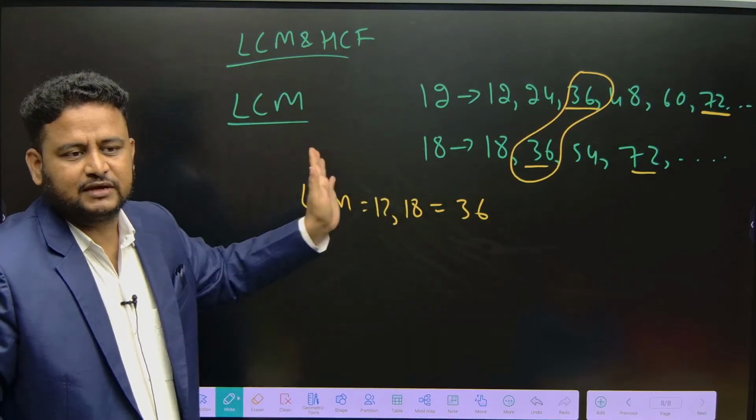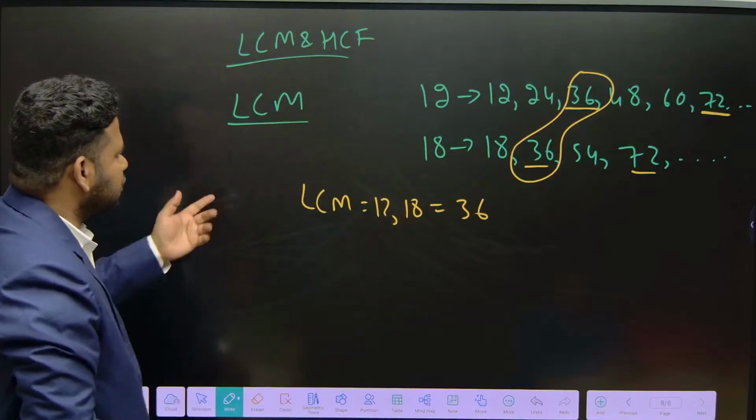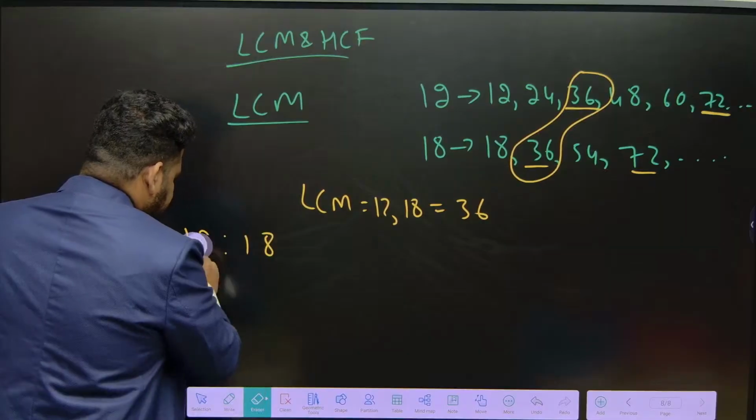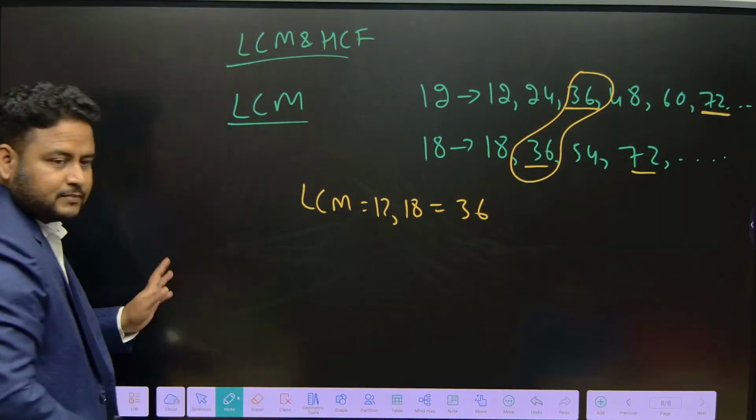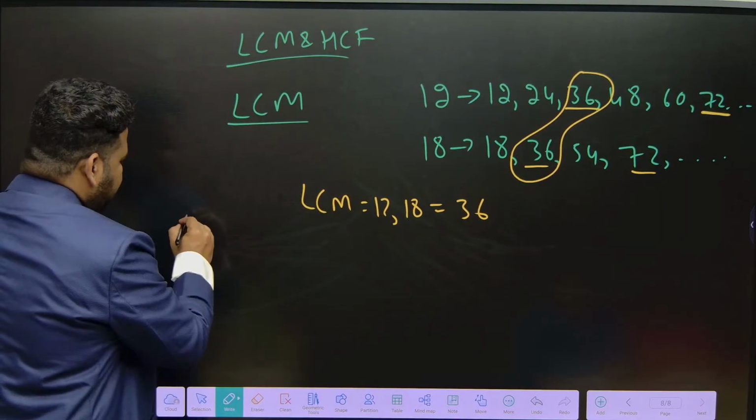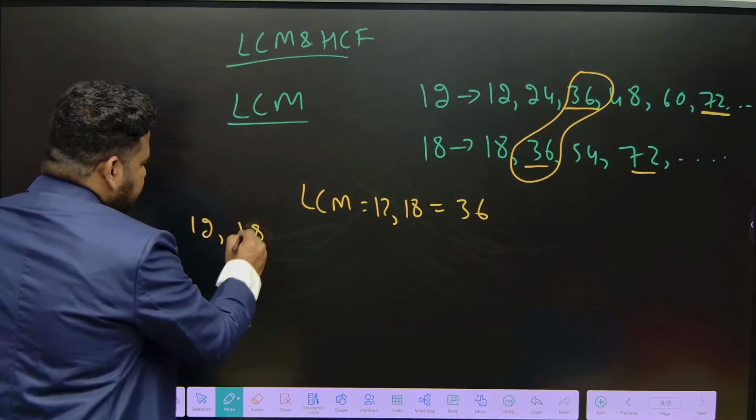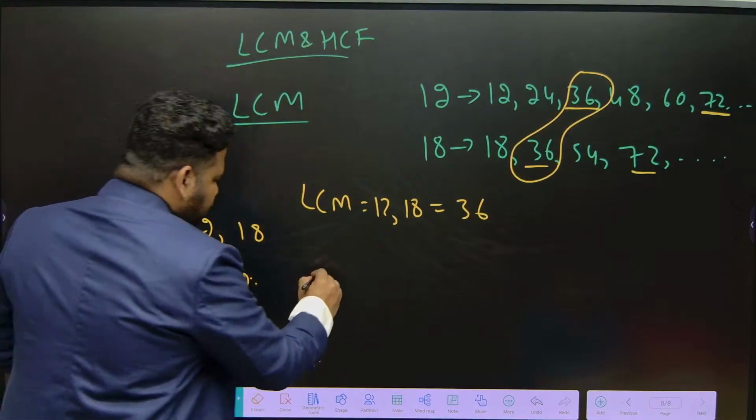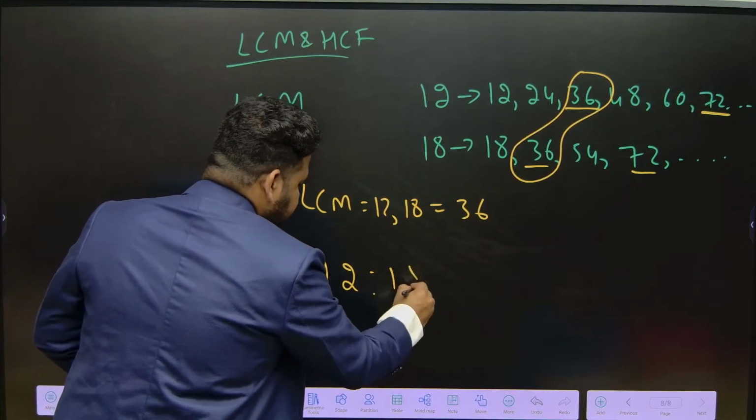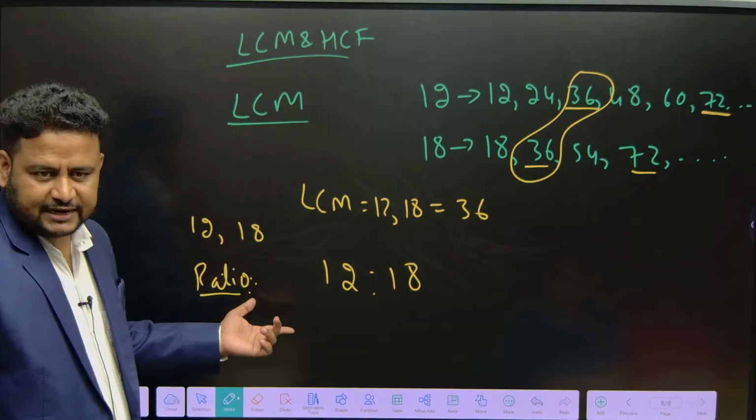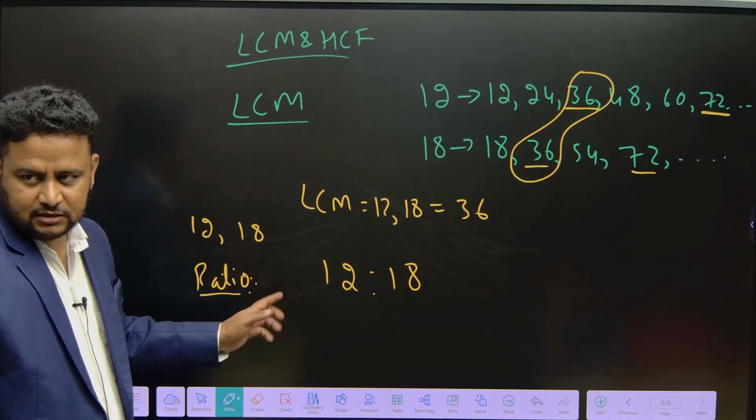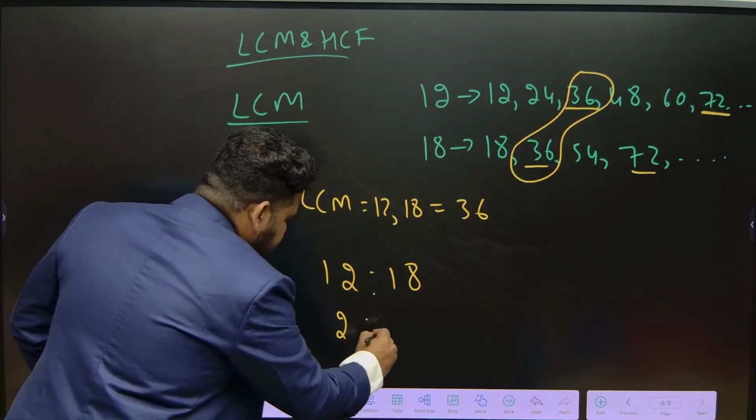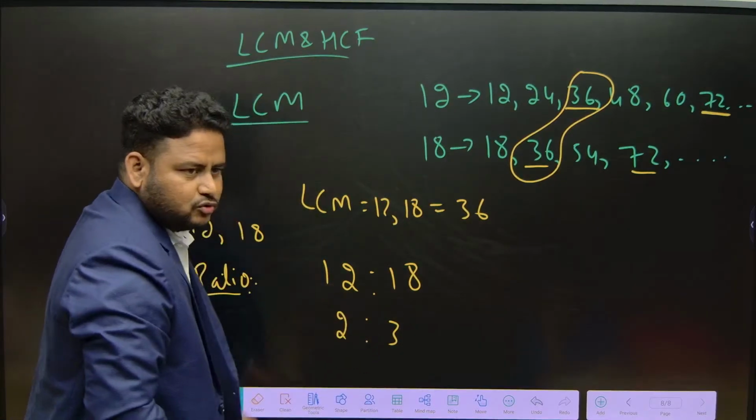What is the meaning of LCM? Okay, now how to solve this? Suppose they give 12 and 18 and ask you to find the LCM of the two numbers. Let us use the ratio method. So 12 is to 18. I can divide by 6. To the simplest form of ratio, I can write it as 6 2s are 12, 6 3s are 18. So 2 is to 3.